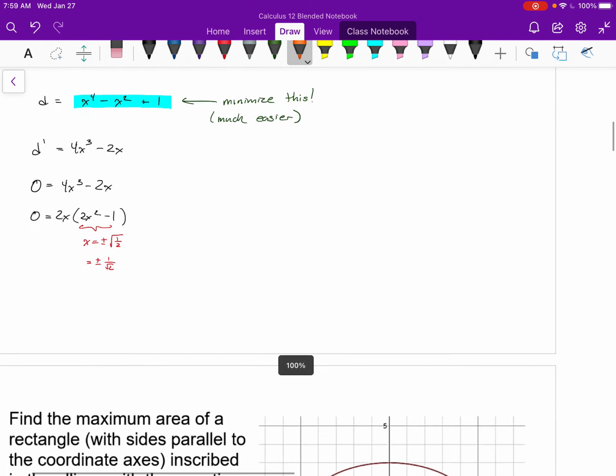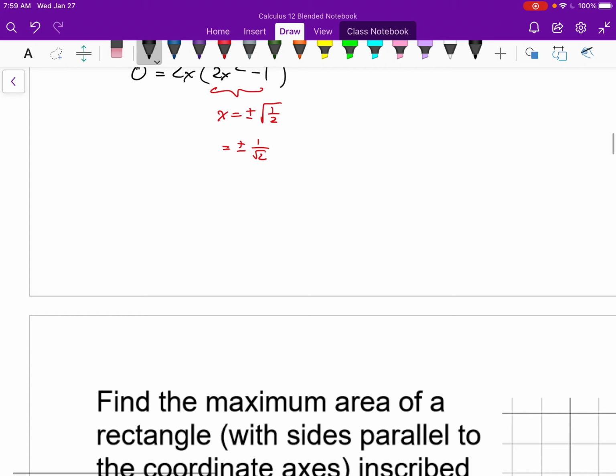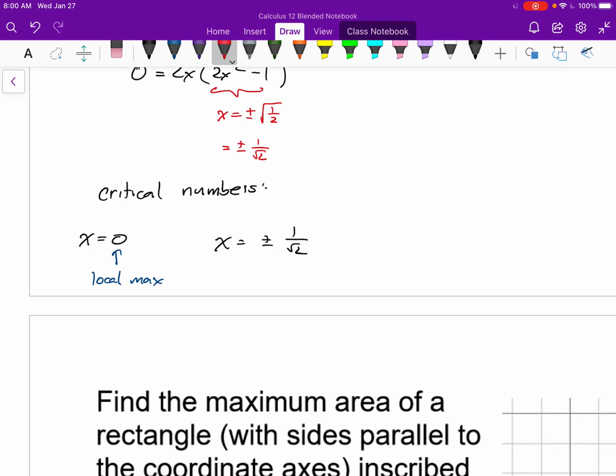So let's just kind of formalize all that and finish the question. So my critical points, or critical numbers, are x equals 0, which is a local max, and x equals plus or minus 1 over root 2, which are both local mins and actually absolute mins.